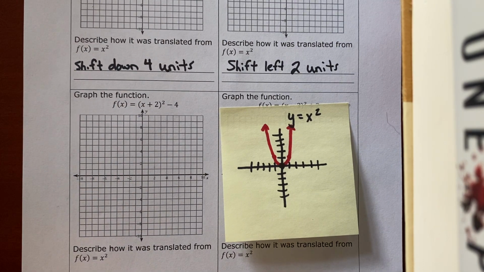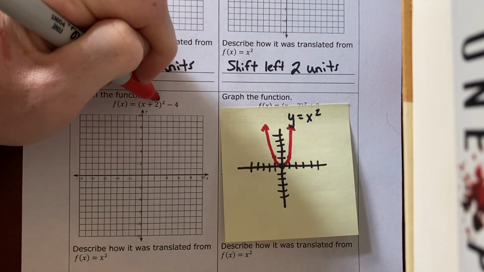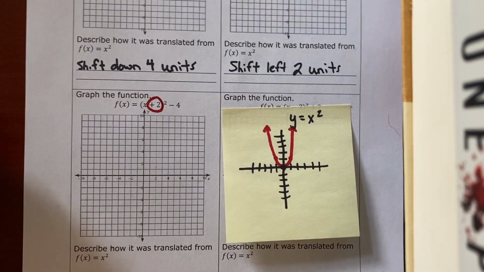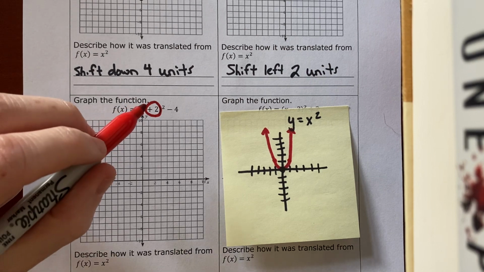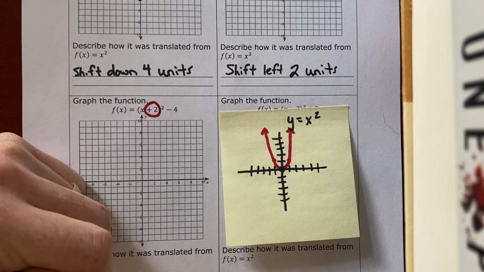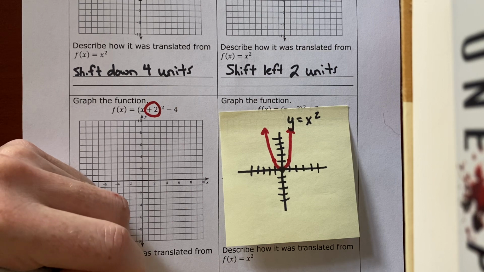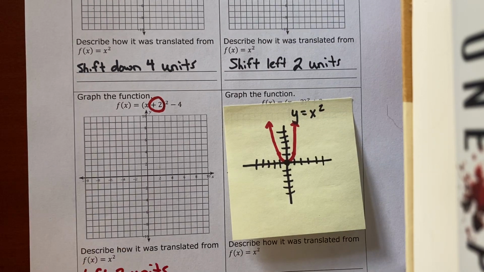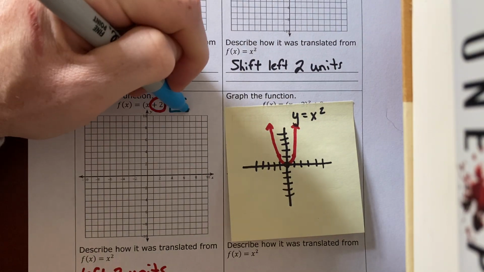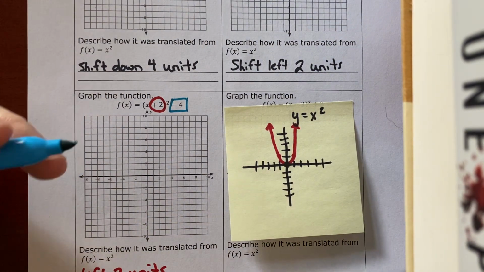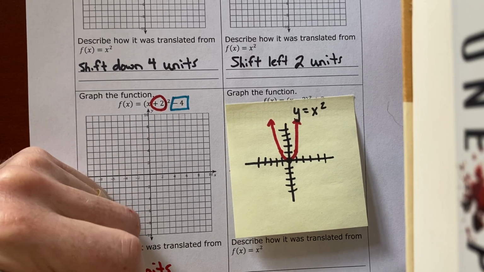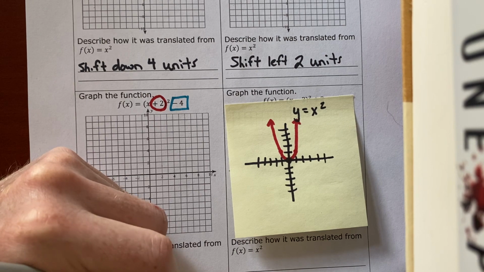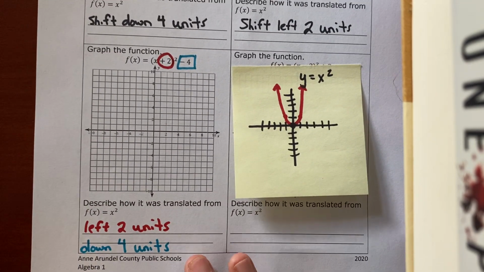Looking at this first one right here, this +2, I'm basically just combining what I just did in the last two examples. A +2 on the inside I know is left or right, and since it's positive, it's going to go left 2 units. And then I'm going to look at the value on the end here, this -4. Since it's a k value and it's at the end, I know it goes up or down. Since it's negative, it goes down 4 units. All right, left 2 and down 4.